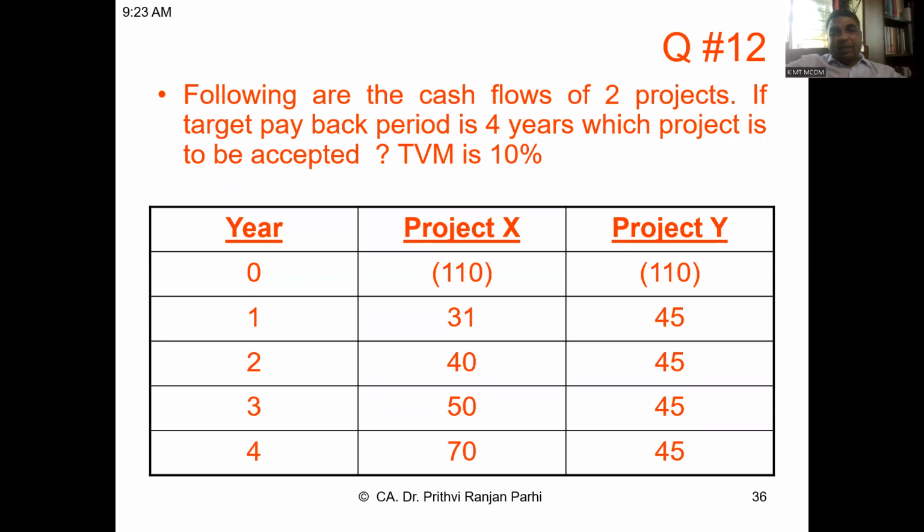Project X gives me cash flows of 31, 40, 50, 70 over a period of 1, 2, 3, 4 years. Project Y gives me a consistent return of 45 each year. The question is, which project is to be selected? The question says the time value of money is 10%, with a discount rate of 10%.